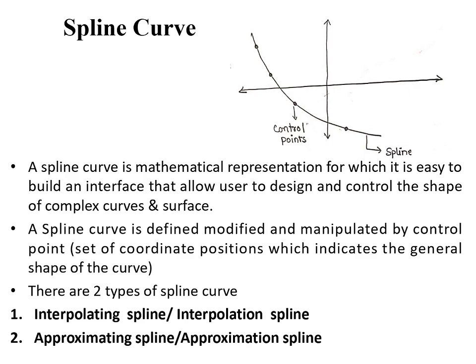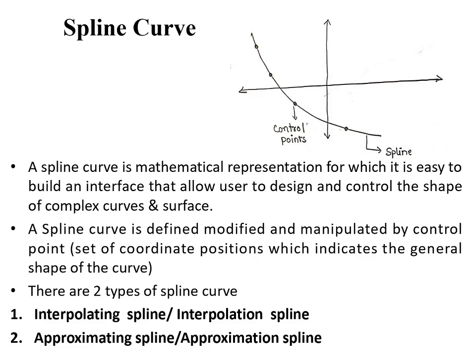Basically, the spline curve is based on control points. The spline curve is defined, modified and manipulated by control points, a set of coordinate positions which indicate the general shape of the curve. The general approach is that the user enters a sequence of points and the curve is connected. The shape closely follows the sequence. These points are known as the control points.